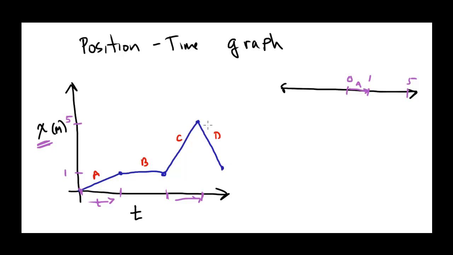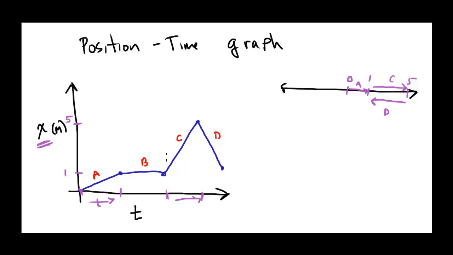Okay, what happens in segment D? Well, in D, it seems to go backwards, right? It starts at 5 and ends up back at 1. So if it goes this way in C, then in D, it's coming backwards. In other words, it's a negative velocity.